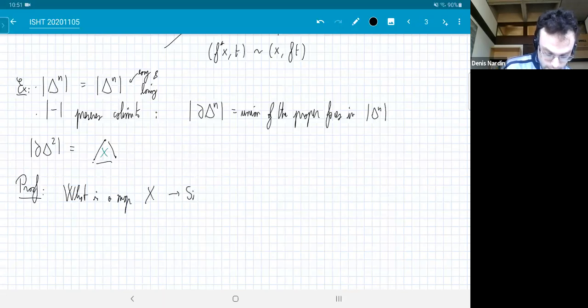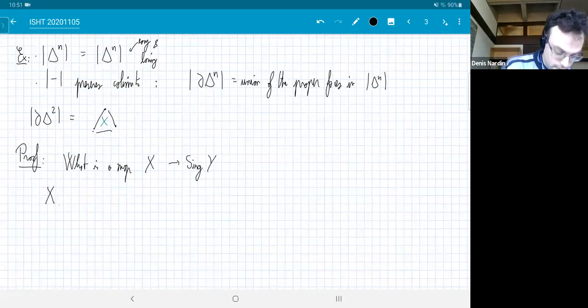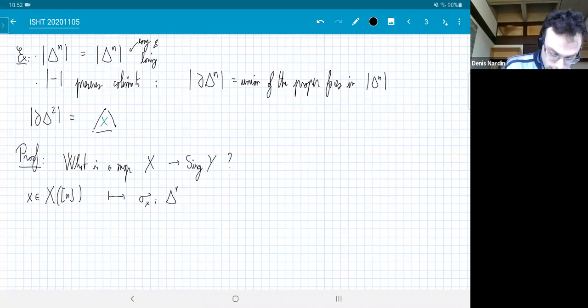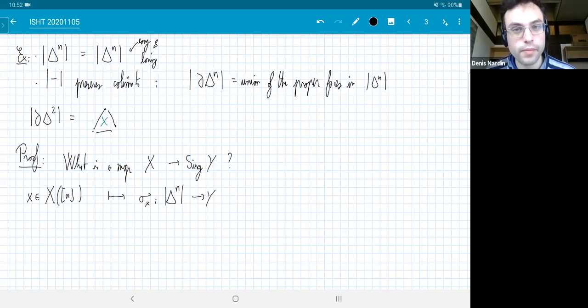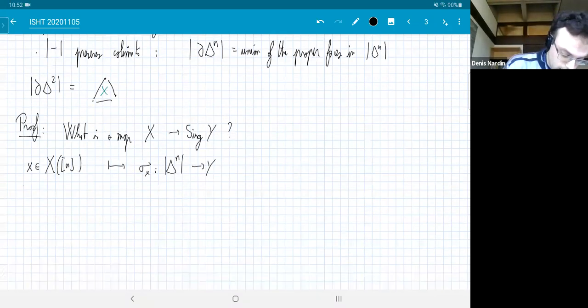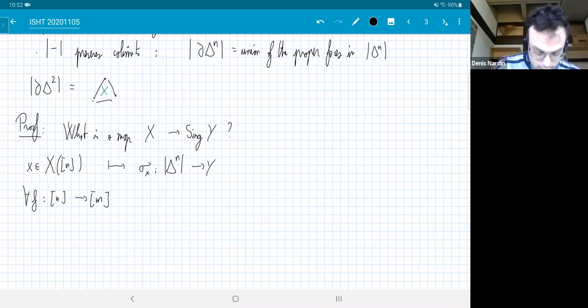A map from X to Sing Y is a natural transformation. So it is something that sends X[N], for every N, to some sigma_X from delta N, the topological simplex, into Y. And in such a way that for every f from N to M, the pullback of sigma_X is the composition.